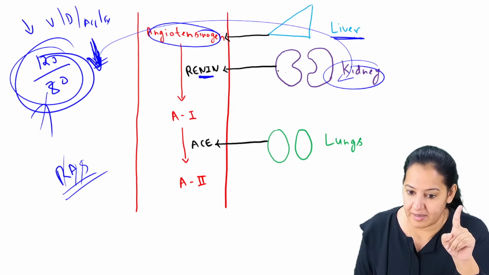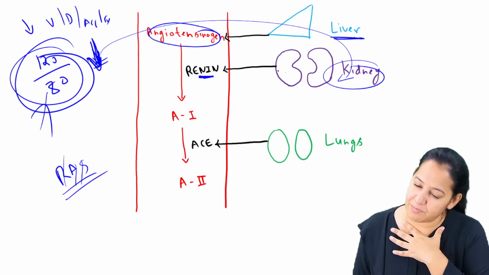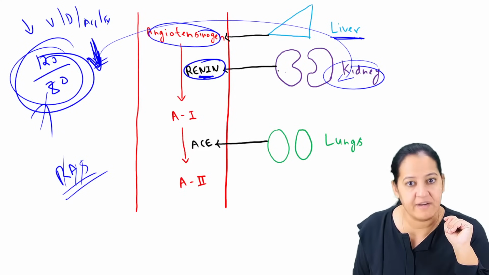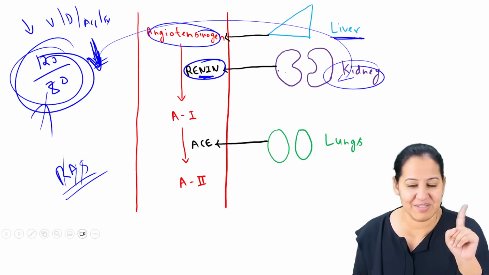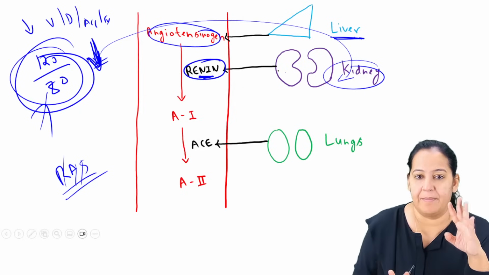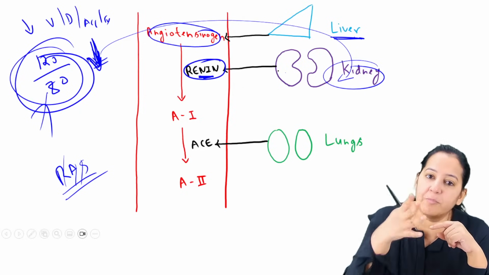The name of the enzyme is renin. Renin is not present in my blood right now because my blood pressure is 120/80. But if my blood pressure falls for any reason, only then will renin come into the blood. Otherwise, renin is not present in the blood. Renin will come within a few seconds, the moment your blood pressure falls.